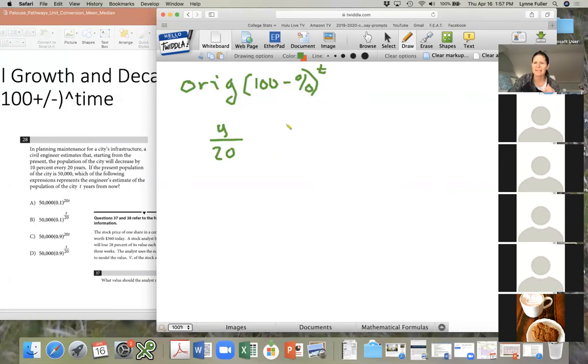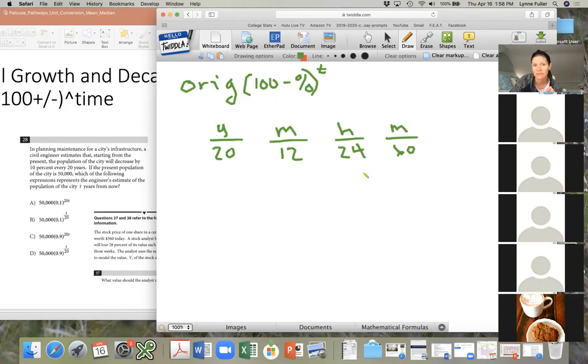If they said it's out of months, it would be months out of 12. If they said it was hours in a day, it would be hours out of 24. If they said minutes in an hour, it would be M out of 60. You get the point. So if they're going to chop something up in increments of time, then your exponent turns into a fraction.